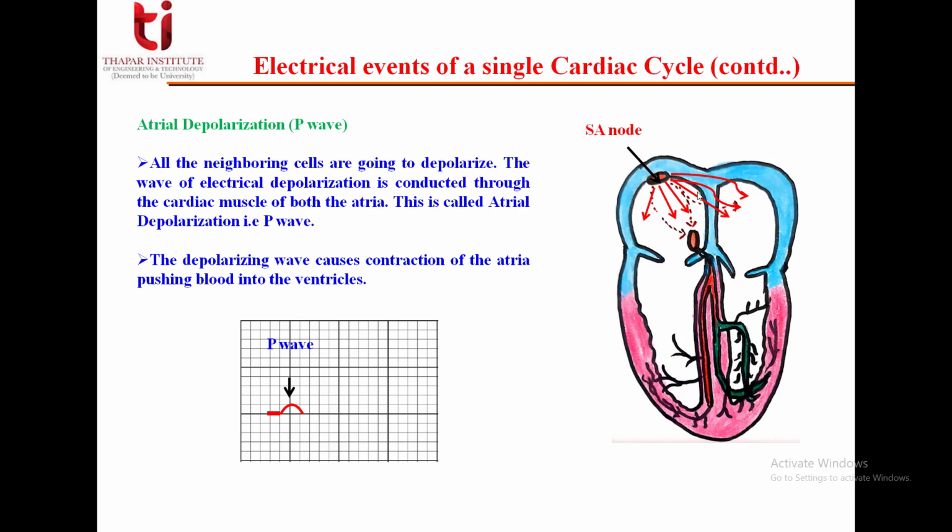Now this depolarizing wave causes contraction of the atria, and it will push blood into the ventricle. So when the atria contract, why do they contract? Because of depolarization, and on contraction what will happen? They will push blood into the ventricle. So that is atrial depolarization, which corresponds to the P wave.